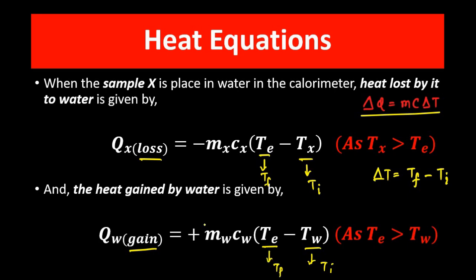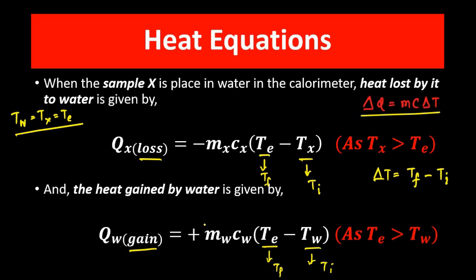Because both water and the unknown substance arrive at the same equilibrium temperature, the same final temperature, because of the thermal equilibrium concept. So here for the mass, we have the mass of the substance mx, the specific heat of the sample, the substance x, Cx, and final minus initial, Te minus Tx. And here it is the heat gained by the water, that is mass of water, specific heat of water, final temperature minus initial temperature of water. Here the plus sign indicates heat gain.